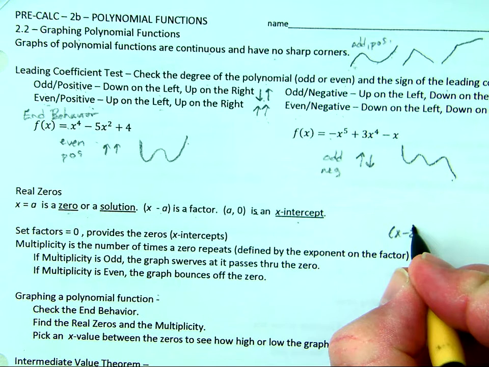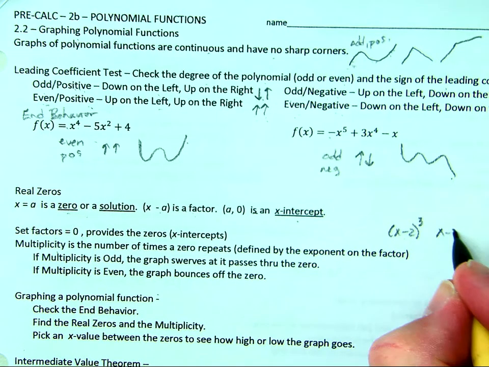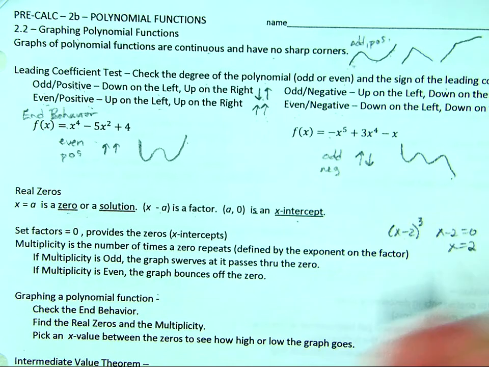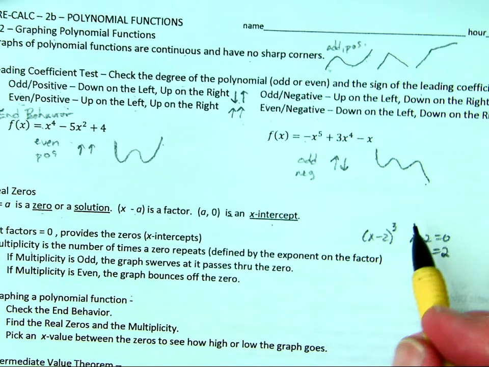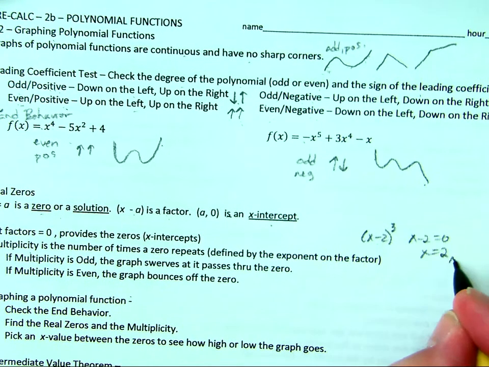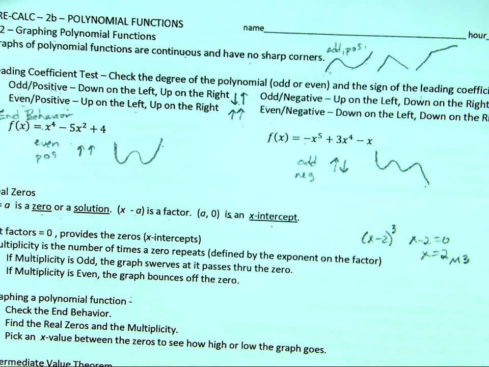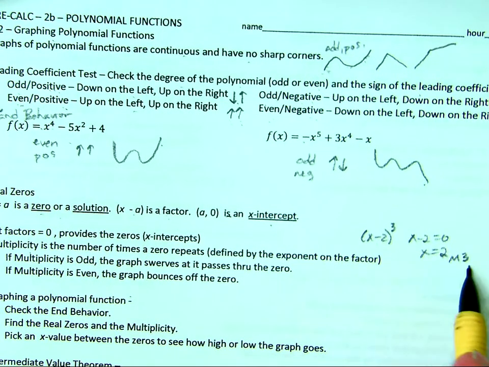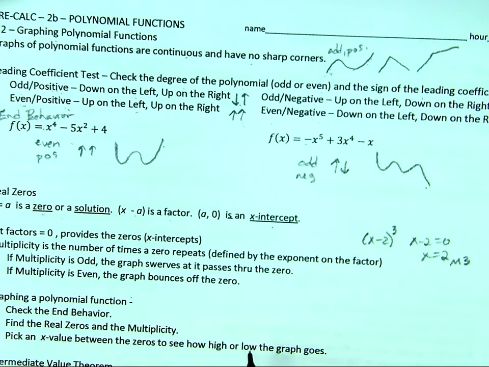Well, if we set that equal to 0, x minus 2 equals 0, x equals 2 is one of the zeros. Because it's to the third power, that means it's multiplicity 3. So that's how we would write it: the 0 is 2 with multiplicity 3. That tells you something about the shape of a graph.